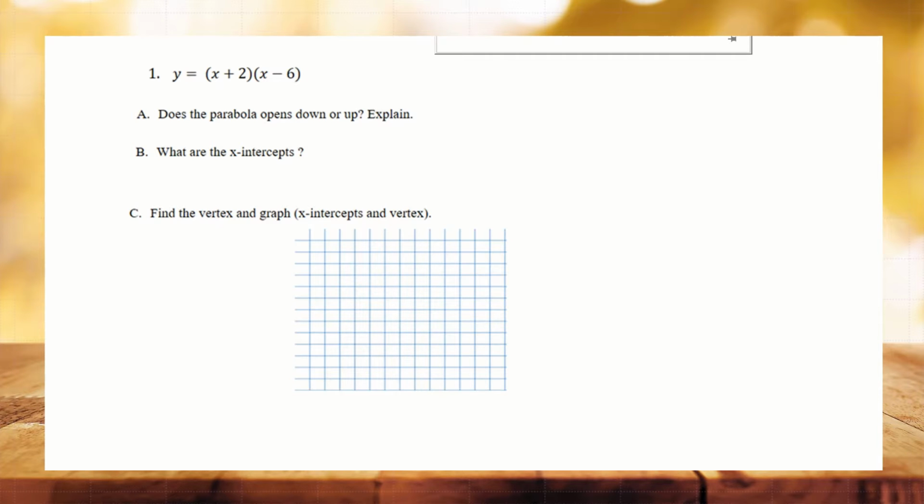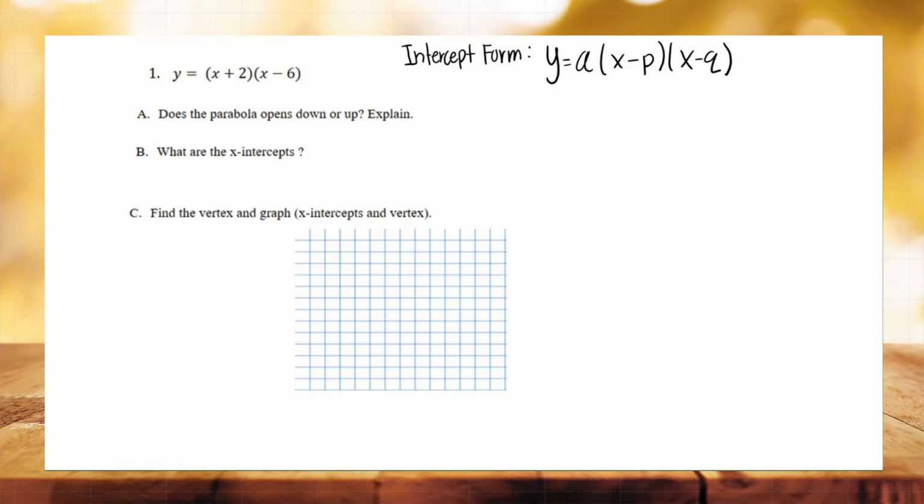This video will help you review how to graph quadratic equations when they're in intercept form. So what does it mean when it's in intercept form? Your quadratic expressions will look like the following: y equals a(x minus p)(x minus q).